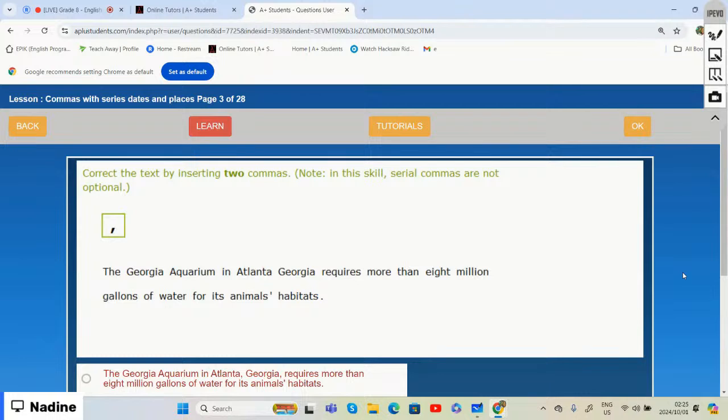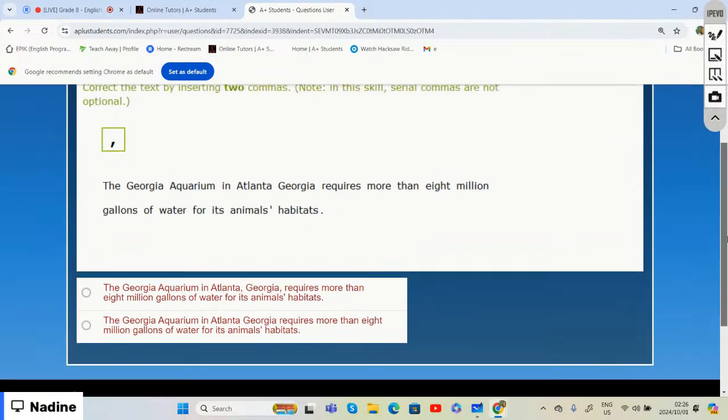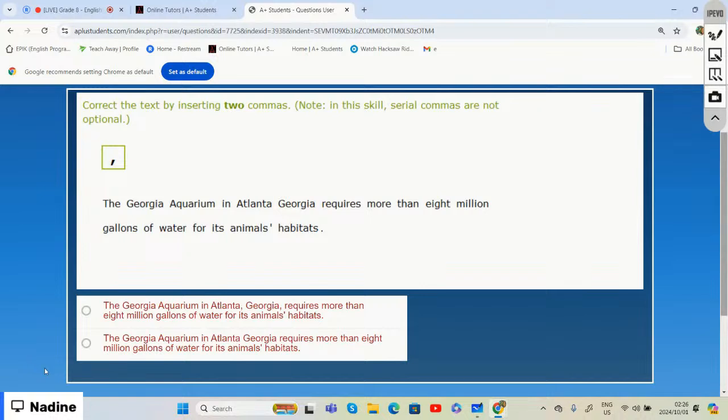It says number 1, Georgia Aquarium in Atlanta, Georgia requires more than 8 million gallons of water for its animal habitats. So the Georgia Aquarium in Atlanta, Georgia requires more than 8 million gallons of water for its animal habitats. We need to insert two commas. Is it option one, where we're going to add two commas, one after Atlanta, one after Georgia, or where we're going to add the other option? Is that option one or option two? Which one is correct?